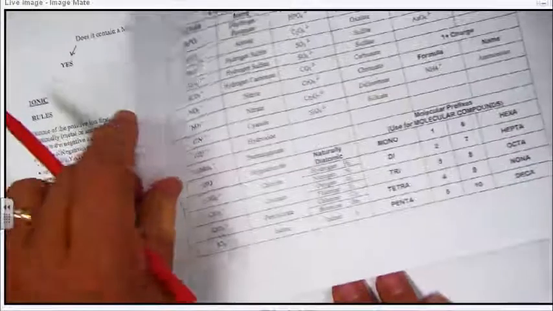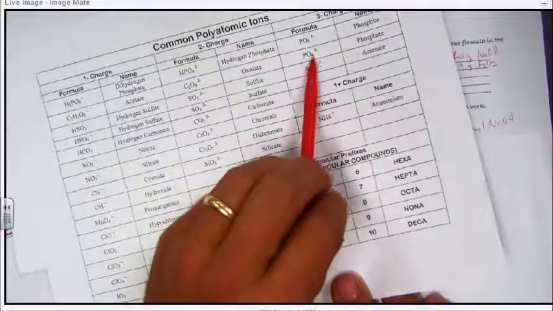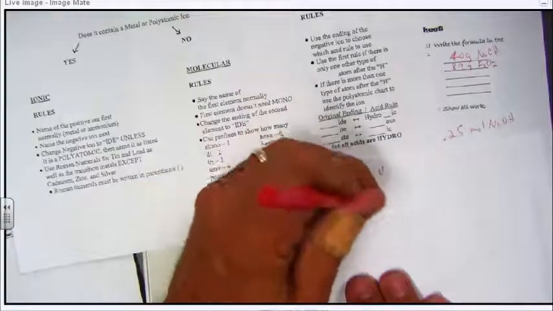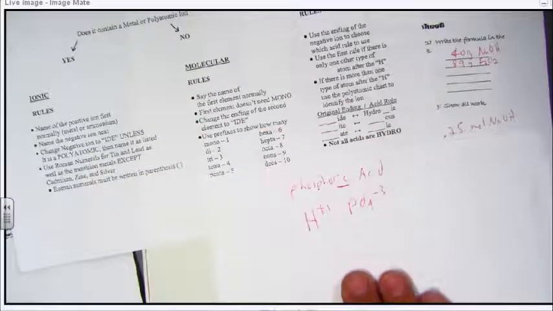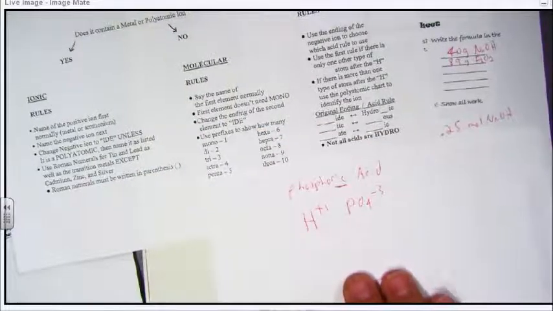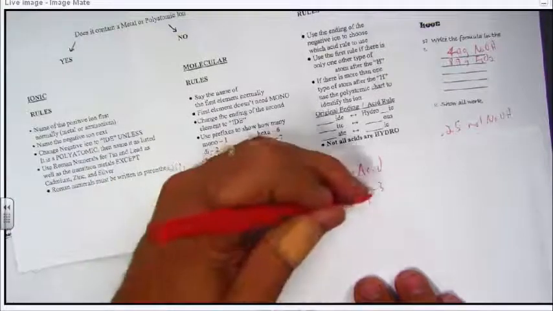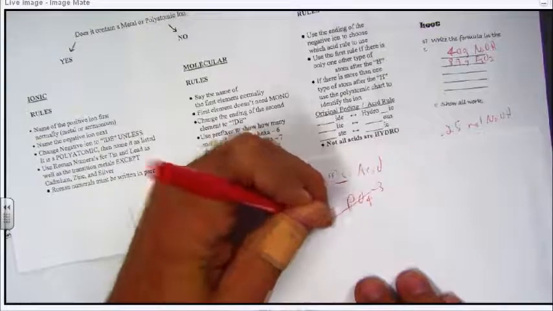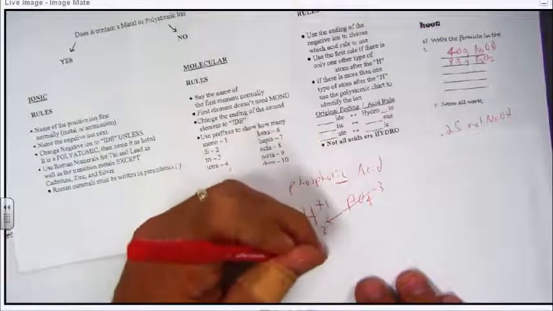The phosphate ion in this chart is found right over here. PO4 with a -3 charge is phosphate. And so using the crisscross method to figure out how many hydrogens it'll take to balance those negative charges, I'll put a 3, and the correct formula is H3PO4.